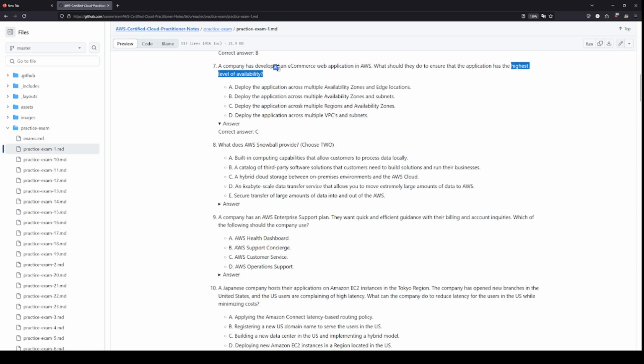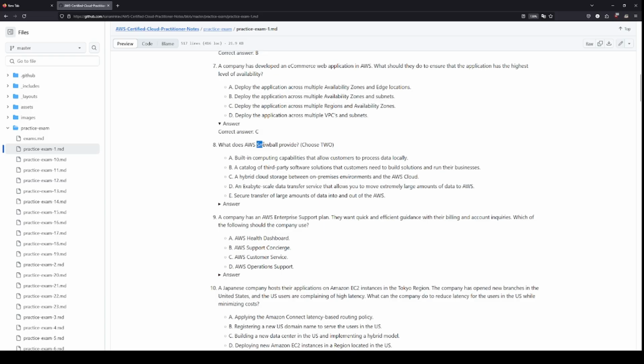But if you would deploy the application across multiple regions, that gives you a whole new level of security, right? Or availability. I say security because security against physical issues, right? So if power goes out or the data center floods or a fiber line gets cut on accident, it's about protecting your resources and providing redundancy. What does AWS Snowball provide?